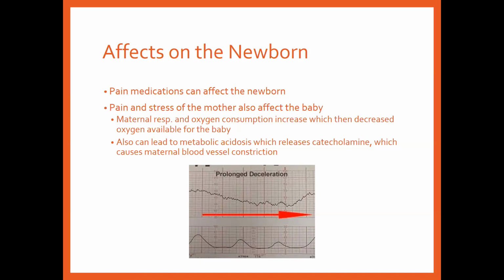And then we can also get metabolic acidosis, which releases catecholamine, which causes maternal blood vessels to constrict. Well, we don't want mom's blood vessels to constrict because when that happens, the babe doesn't get the blood supply and oxygen that it needs. Okay, so this just shows a deceleration that tells us that babe's not happy, maybe not getting the oxygen it needs. So its heart rate's dipping down because of maybe pain, or maybe they got pain medication.